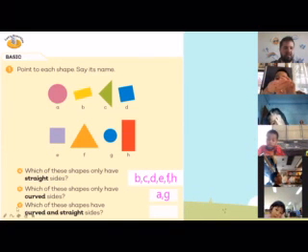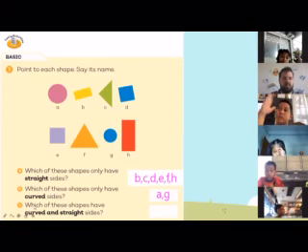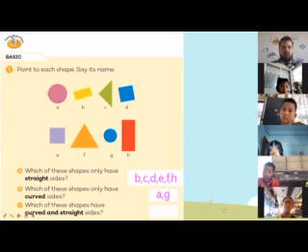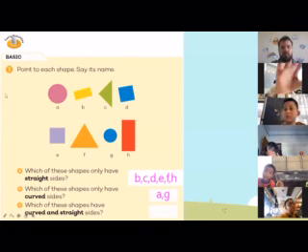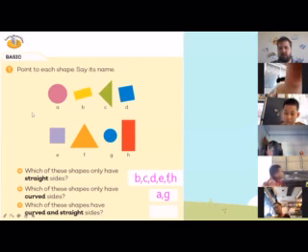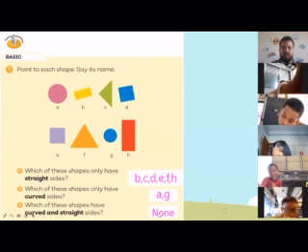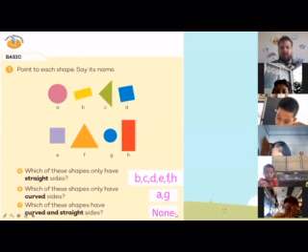Okay, then our last one, C. Which of these shapes have curved and straight sides? So it needs to have a curve, like a circle, and straight like a rectangle. Do any of these shapes have a curved and a straight side? No. So we're going to write none, which is N-O-N-E. One more time, N-O-N-E.